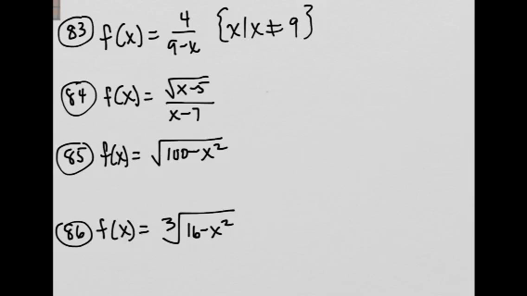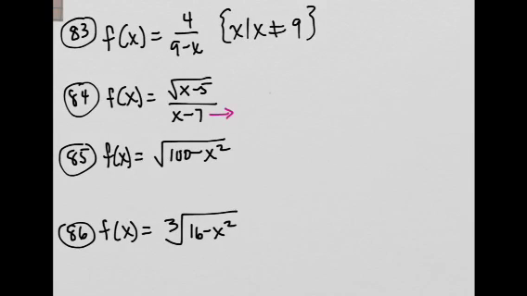Okay? For 84, we have a numerator with a square root, so we have to be careful about that. And then we have an x in the denominator, so we have to be careful about that too. So if I look at the denominator, then I know that x cannot be 0. Cannot be 7, because 7 makes the denominator 0. And if I look at the numerator, I know that x has to be greater than or equal to 5.